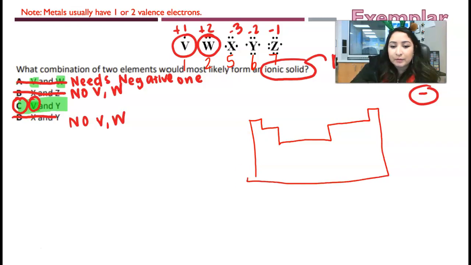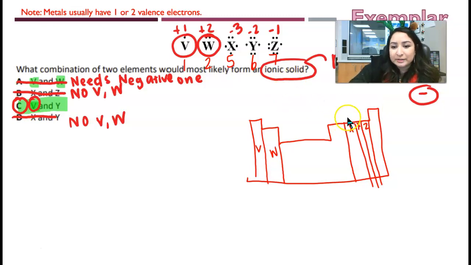If we're looking at the periodic table, V would be in this column because it has one valence electron. So this column right here is V's column. This one right here has 2. This would be W. And then we have X, Y, and Z. They're here. Sorry, this looks really bad. This would be X, this is Y, and this is Z here. The main reason is because they have 5, 6, 7 valence electrons. These have 1 and 2. So 3 and 4 would go here, 8 would go over here.